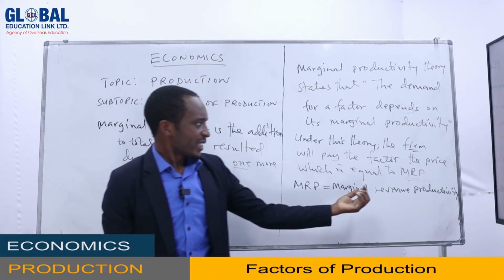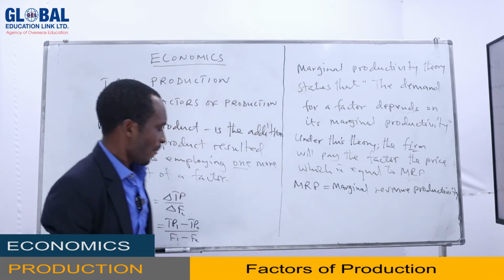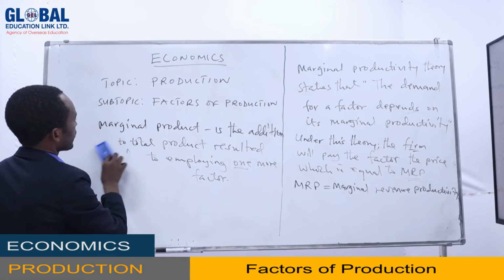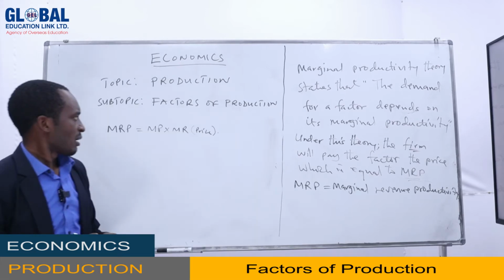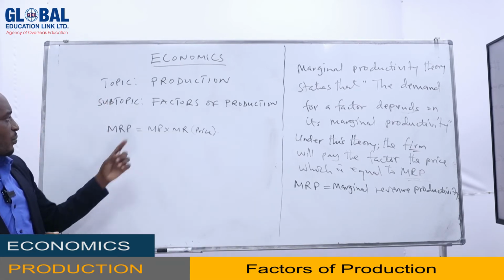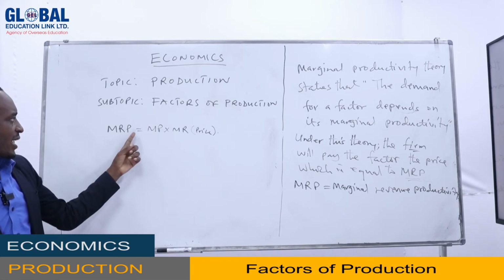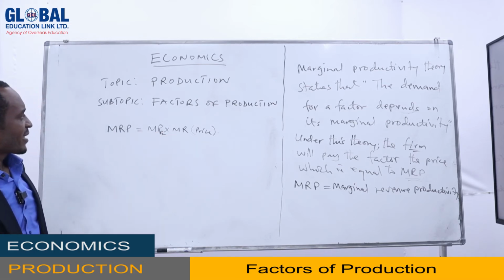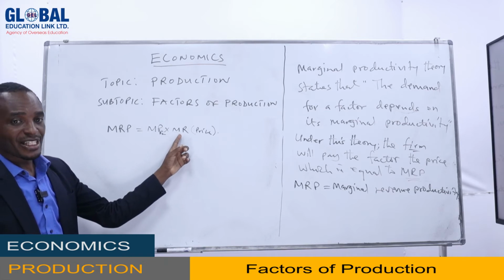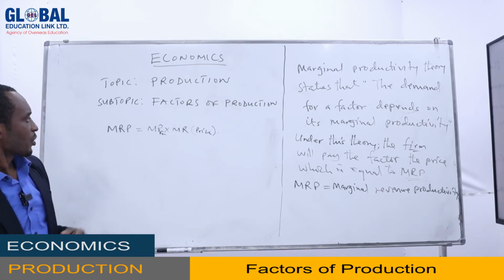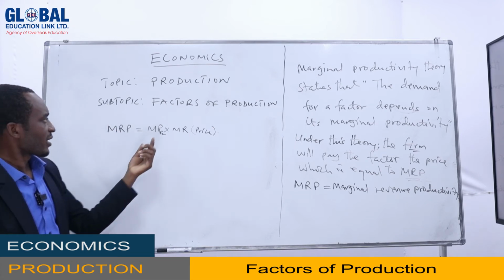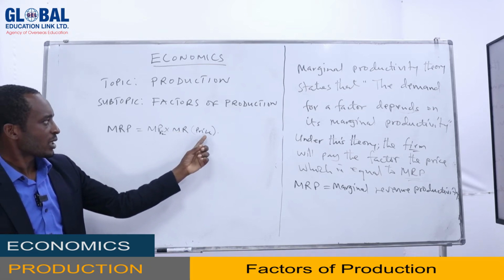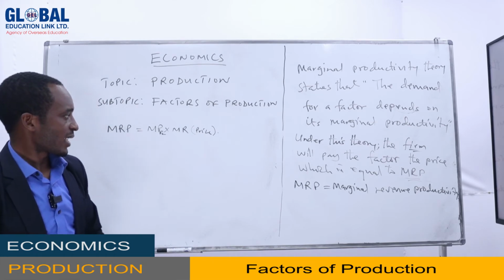Now how can we get this marginal revenue productivity? The marginal revenue productivity will be equal to the marginal product of a factor times the price, or times the marginal revenue. So to find the marginal revenue productivity, we take the marginal product of a factor times the marginal revenue, or times the price of a particular product.